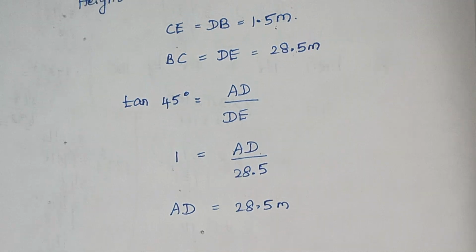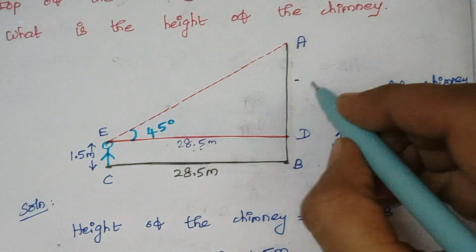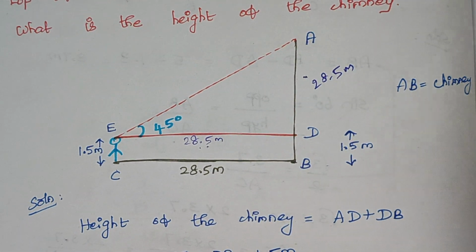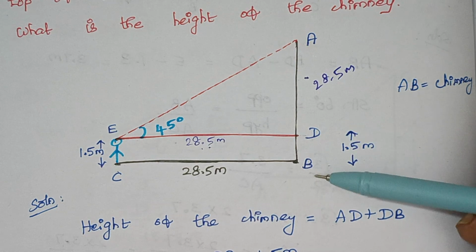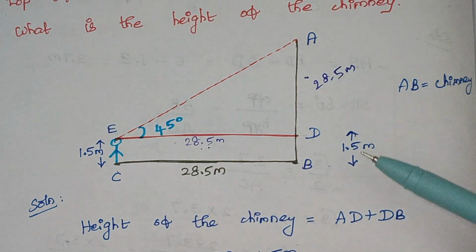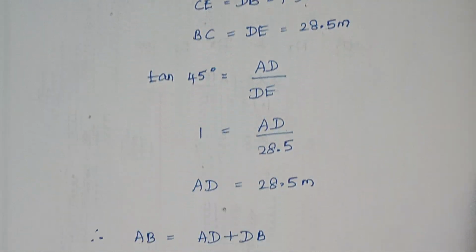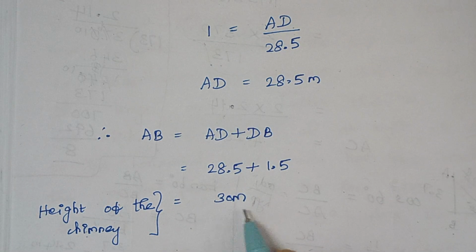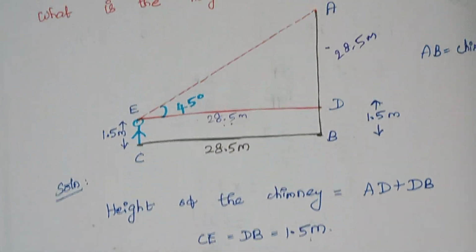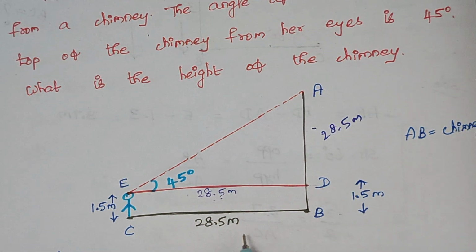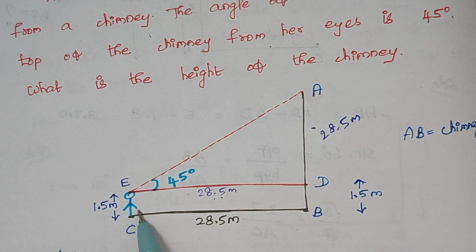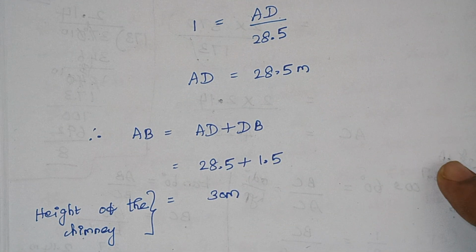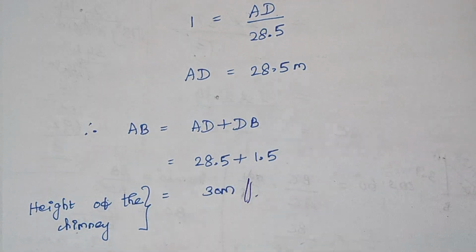So now we know the value of AD. It is 28.5 meters. Now what is the height of the chimney? You have to add this AD with this DB. So 28.5 plus 1.5 gives you 30, 30 meter, because everything is in meters: 28.5 meters and 1.5 meters. So the answer is in terms of meters. The height of the chimney is 30 meter.